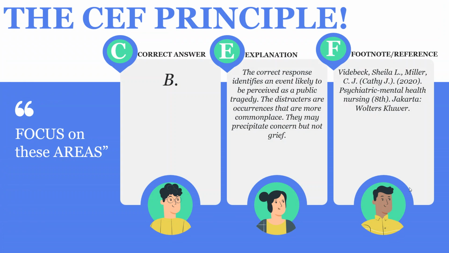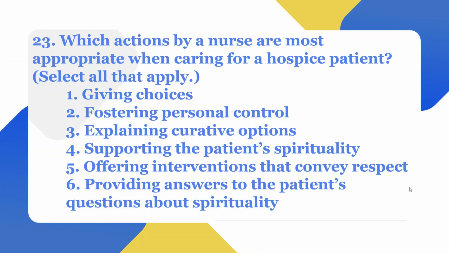Number 23. Which actions by a nurse are most appropriate when caring for a hospice patient? A. Giving choices. B. Fostering personal control. Letter C. Explaining curative options. Number 4. Supporting the patient's spirituality. Number 5. Offering interventions that convey respect. Number 6. Providing answers to the patient's questions about spirituality.